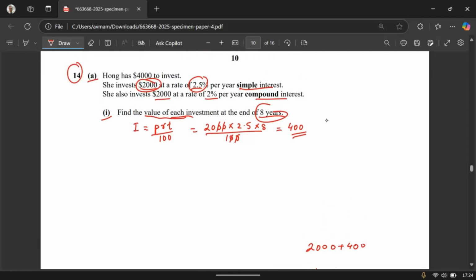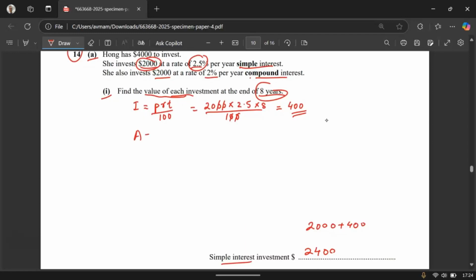Now let us work out the compound interest. In compound interest, the formula is A equal to P times (1 plus R) all raised to the power of T, where P is the principal amount, again it is 2000, R is the rate of interest, which is 2%, and T is the number of years, which is time. It will give you directly the calculated value. We don't have to add like simple interest.